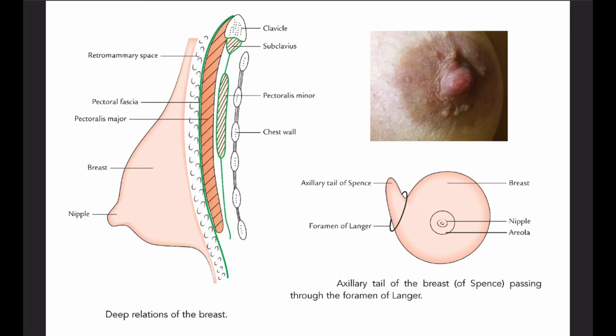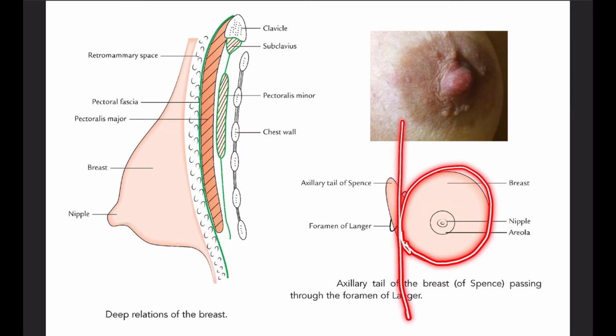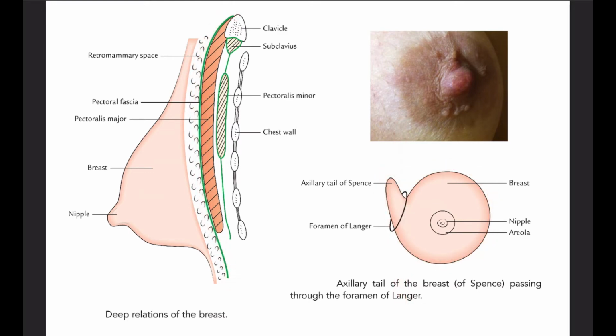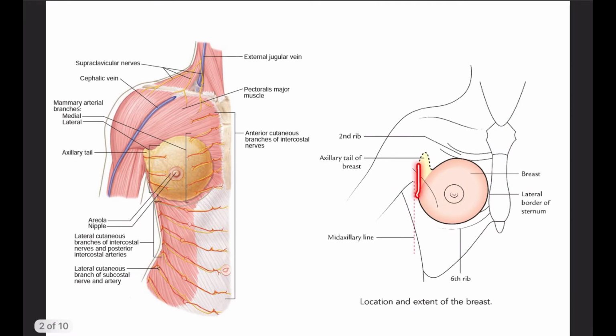A small extension from the superior lateral part pierces the deep fascia and extends into the axilla. Here you can see the superior lateral. So this is the superior one, this is the lateral. The superior lateral part is known as axillary tail of Spence. It pierces the deep fascia, this green line, and extends into the axilla. You can see the axillary tail of Spence extends into the axilla.